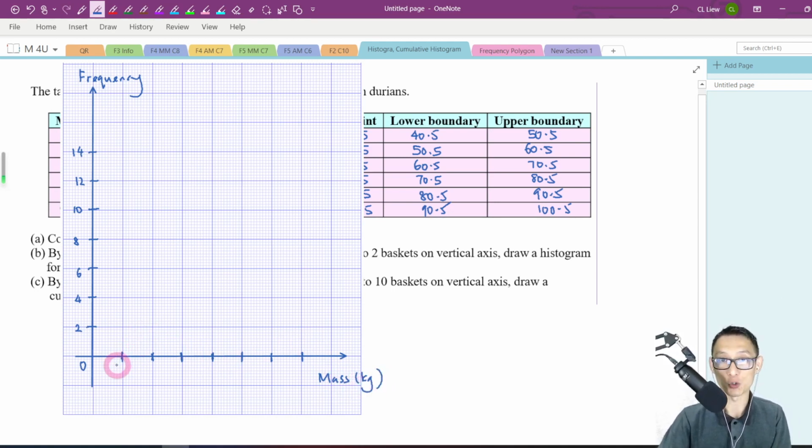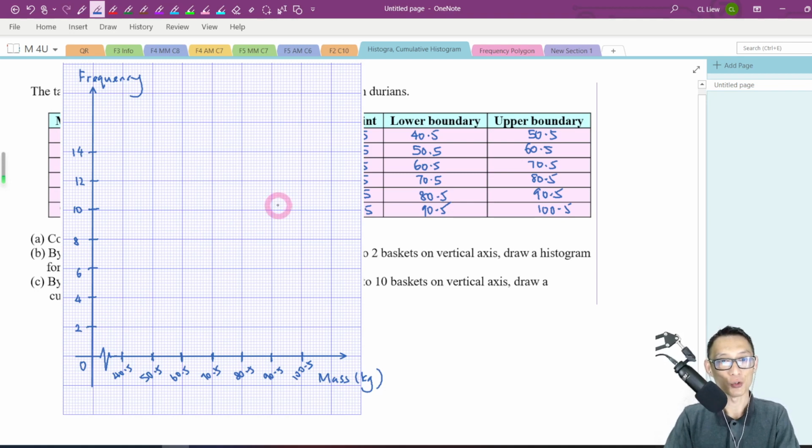Since I don't have enough space here, I will write like this, 40.5. This is correct, right? 40.5, 50.5, 60.5, 70.5, 80.5, 90.5, and the last one is 100.5. Since I skip some values here, I am going to put this symbol to tell you that I skip some values, because every class interval here is 10, but from 0 to 40.5 it's different, right? But if your school teachers do not allow you to do so, then follow his or her instruction and don't use this symbol.